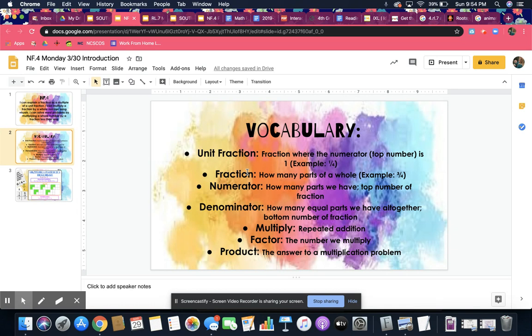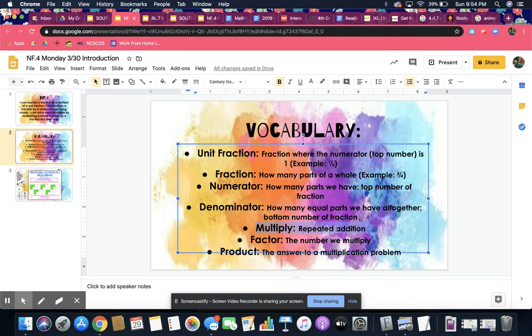Remember, a fraction is how many parts you have of a whole. So this number is always going to be less than 1. Your numerator is how many parts you have, and it's the top number of the fraction. Your denominator is how many equal parts there are altogether, and this is the bottom number of a fraction. When you multiply, I want you to remember this as repeated addition. Remember repeated addition.